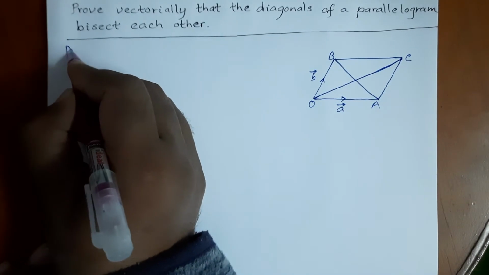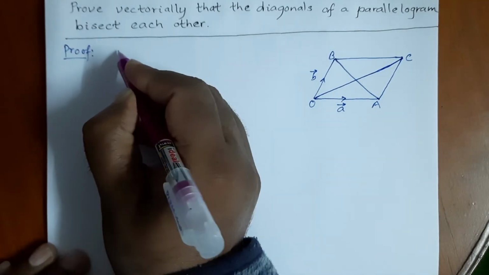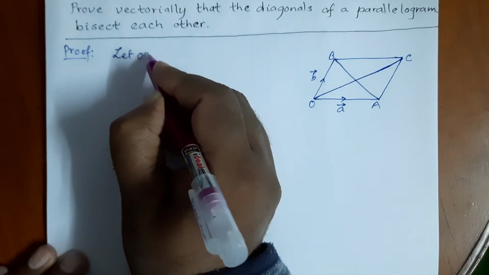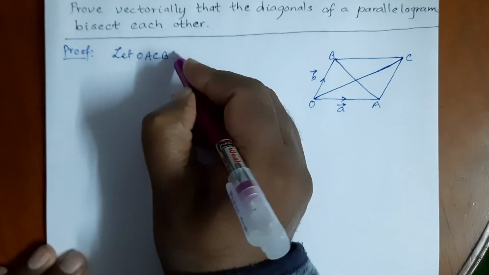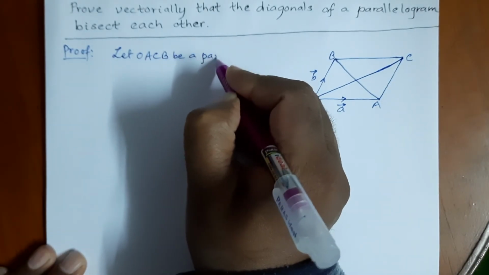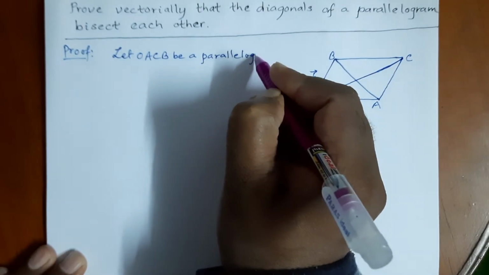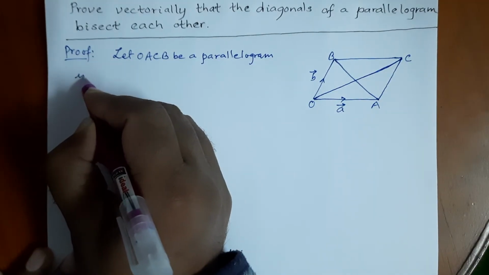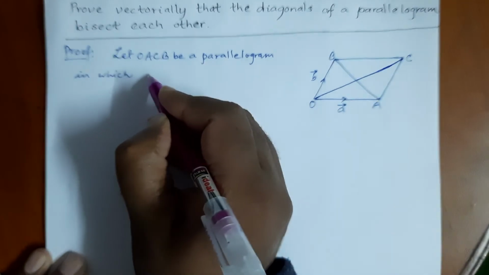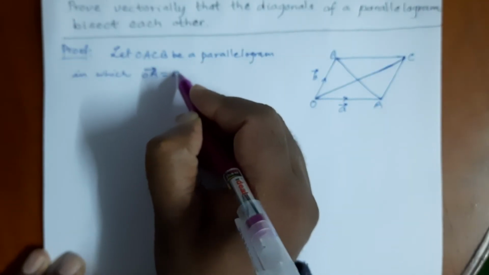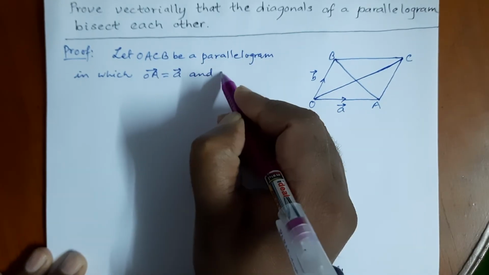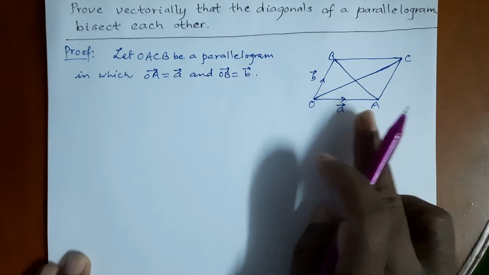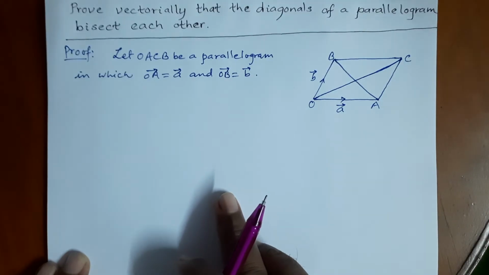Now look at the proof of this. Let OACB be a parallelogram in which vector OA equals vector A and vector OB equals vector B. So this OA is vector A and OB is vector B. This we have supposed.